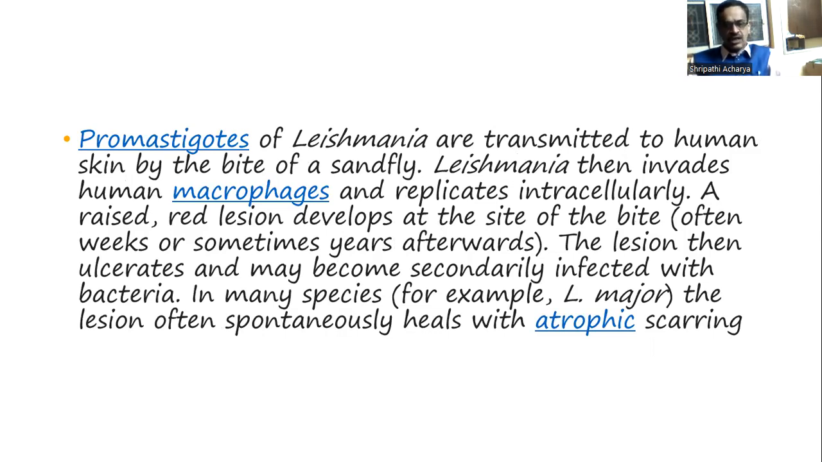Promastigotes of Leishmania are transmitted to the skin by the bite of a sandfly. Leishmania then invades human macrophages and replicates intracellularly. Raised red lesions develop at the site of the bite, often weeks or sometimes years afterwards. The lesion then ulcerates and may become secondarily infected with bacteria. In many species, for example Leishmania major, the lesion often spontaneously heals with atrophic scarring.